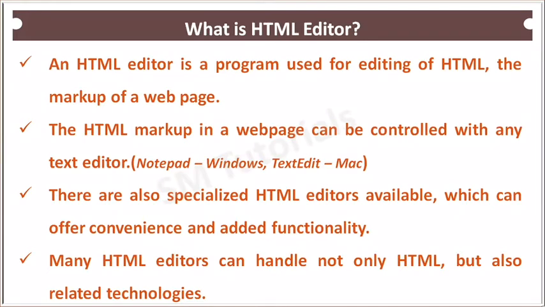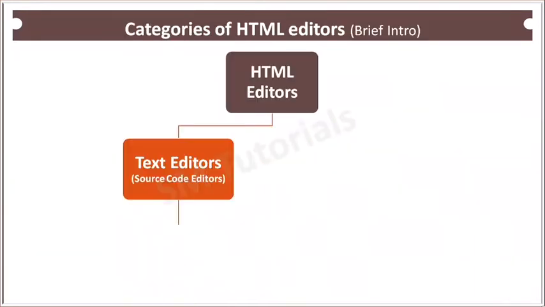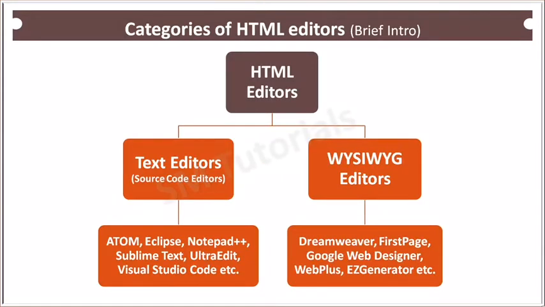So next we will see the categories of the HTML editors. There are basically two categories of HTML editors. The first one is text editor. The next one is WYSIWYG editors. Text editors are also called source code editors. WYSIWYG editor means what we see is what we get editors. What is the difference between them? I will give a brief introduction of these two editors.